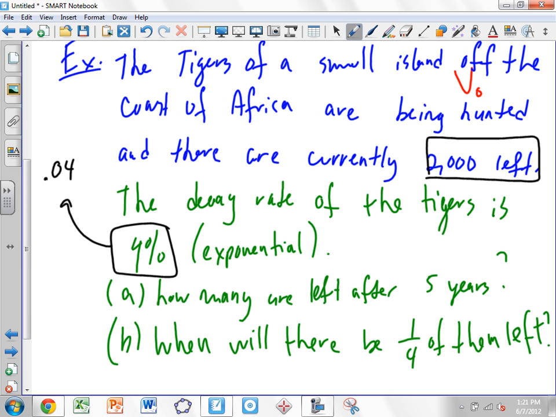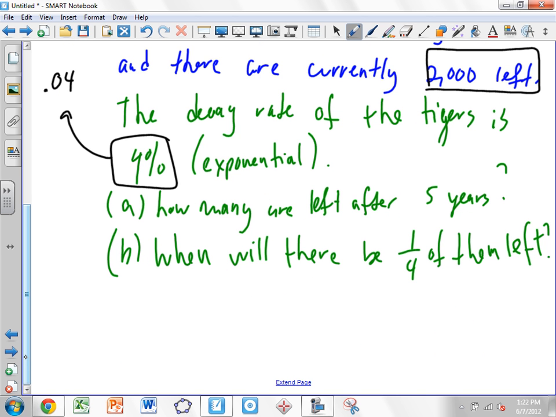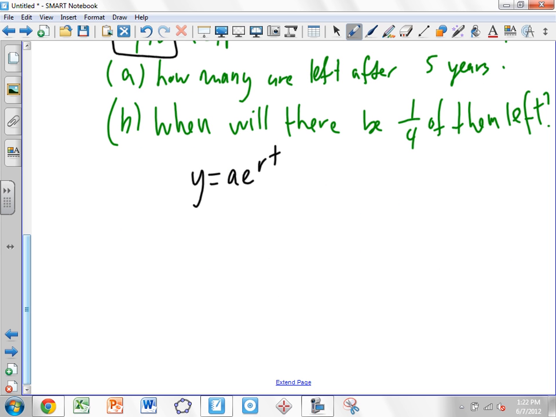Okay, and what is our equation again? A e to the RT. Good. So we have the equation y equals A e to the RT. And again, we know that A is 2,000. And we know that the rate is 0.04. Well, the first part is easy. How many are left after 5 years?